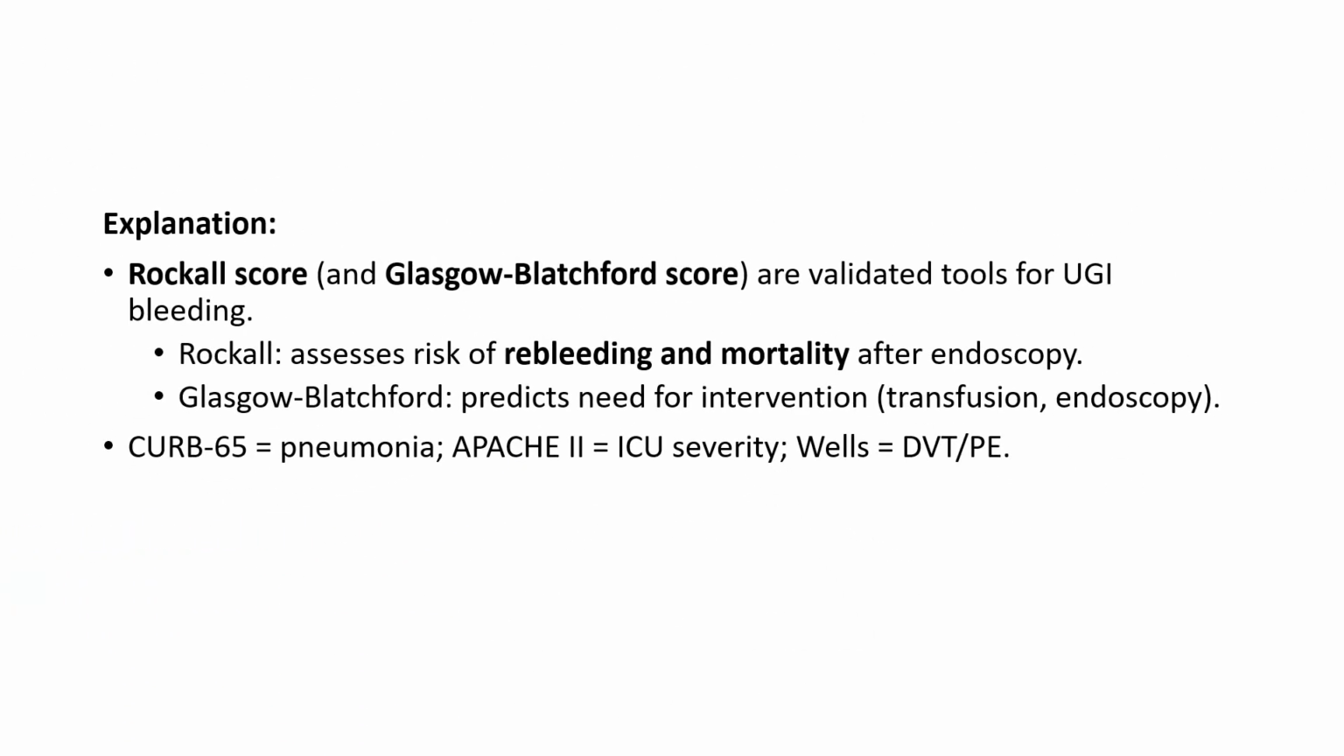The Rockall score assesses the risk of rebleeding and mortality after endoscopy in upper gastrointestinal bleeding. Another score, Glasgow-Blatchford, predicts the need for intervention like transfusion or endoscopy. Both are validated tools for upper gastrointestinal bleeding. CURB-65 is for pneumonia. The Acute Physiology and Chronic Health Evaluation 2 score is for ICU severity. The Wells score is for deep venous thrombosis or pulmonary embolism.